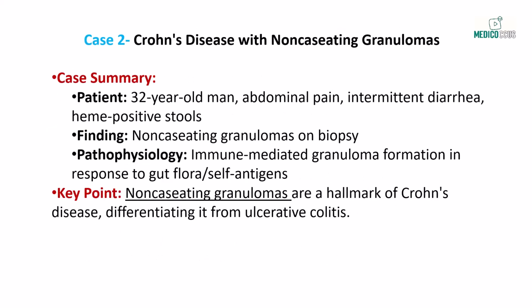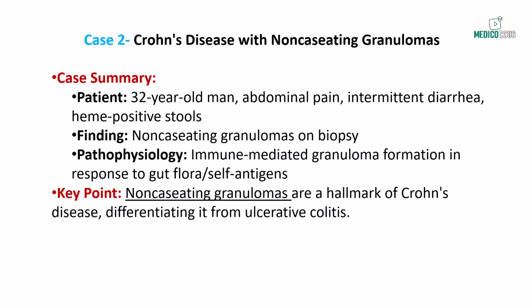Next, consider a 32-year-old man who presents with abdominal pain, intermittent diarrhea, and heme-positive stools. A colonoscopy reveals patchy areas of inflammation, and a biopsy of the affected mucosa shows non-caseating granulomas. This finding is a hallmark of Crohn's disease. Non-caseating granulomas are composed of epithelioid macrophages surrounded by a rim of lymphocytes.